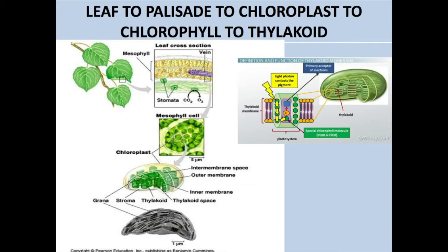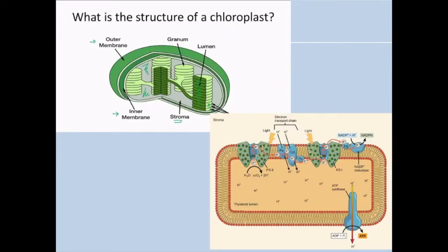So let's zoom out again. Leaf, palisade layer, right? You take the cell, it looks like this. You take the chloroplast, it looks like this. They have stacks of membrane here. If I take one pancake or stack of membrane, it will look something like this, a membrane.